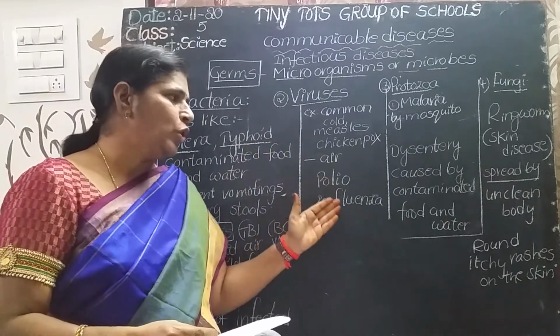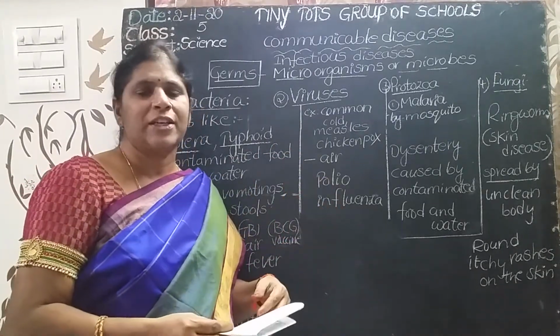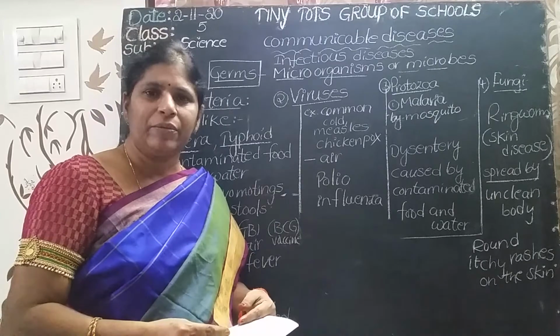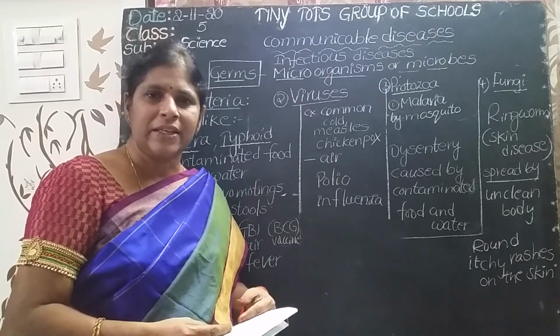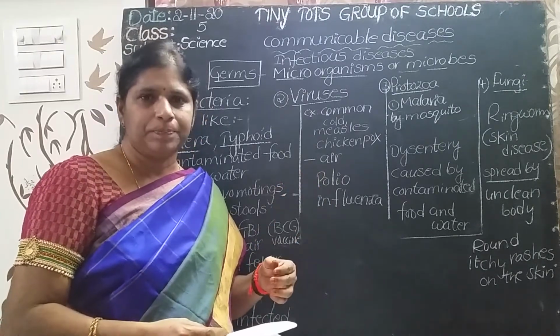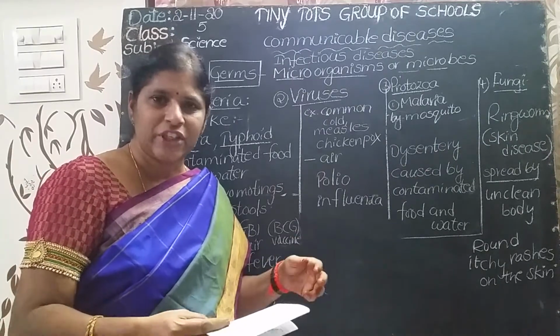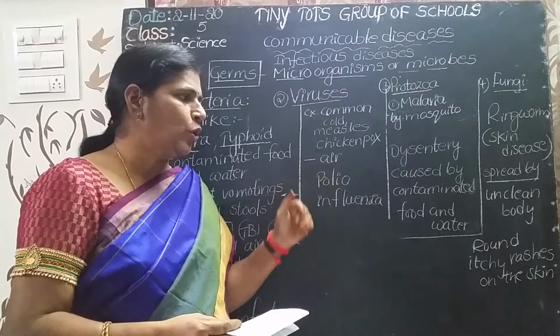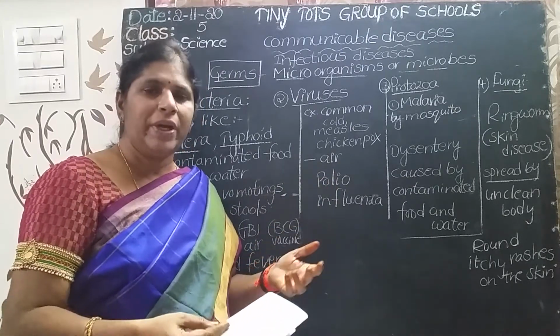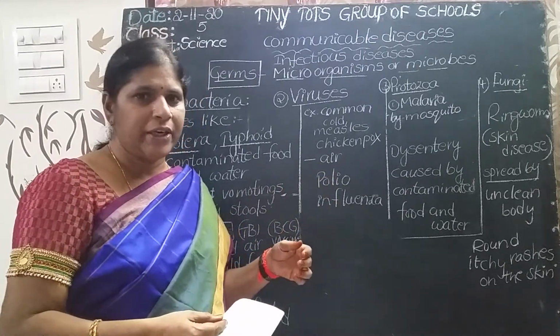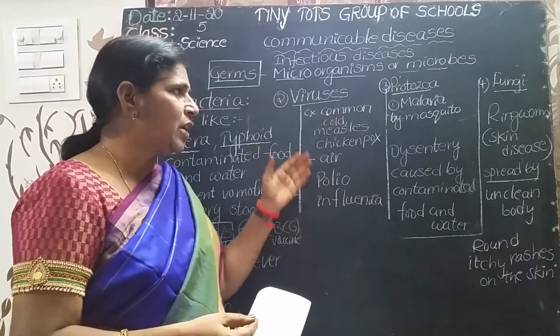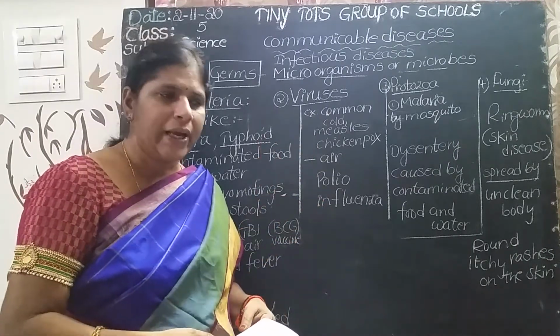And also polio and influenza. Smallpox and polio have already been eradicated from our country by giving the vaccine. The government also provides free vaccines for children. We may completely eradicate polio from our country. Don't forget, children, all these are caused by viruses.